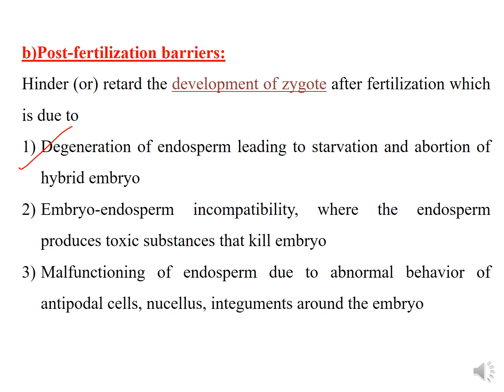The endosperm is the main nutritive tissue that provides the nutrients for embryo development. Then embryo-endosperm incompatibility: in such a case the endosperm releases some chemical substances which are toxic to the embryo and kill the embryo. And the third reason may be malfunctioning of the endosperm due to abnormal behavior of other cells like antipodals, nucellus, and integuments which surround the embryo. These are the pre-fertilization and post-fertilization barriers that can lead to embryo abortion.